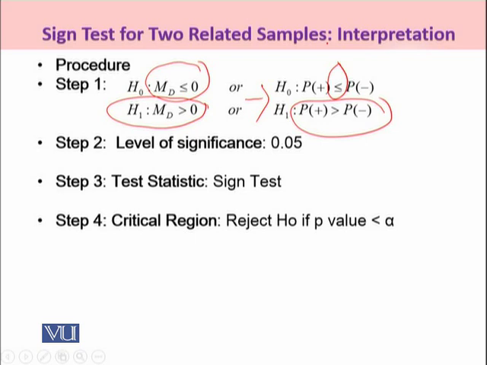Now the next step we need to consider is alpha, which is taken as 0.05. The test statistic is the sign test, and we would have to reject H0 if the p-value that we obtain from SPSS is less than alpha.